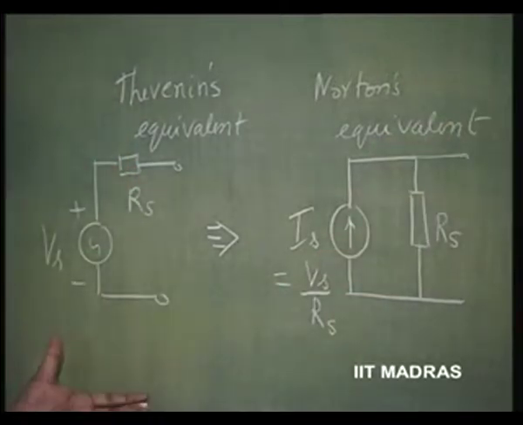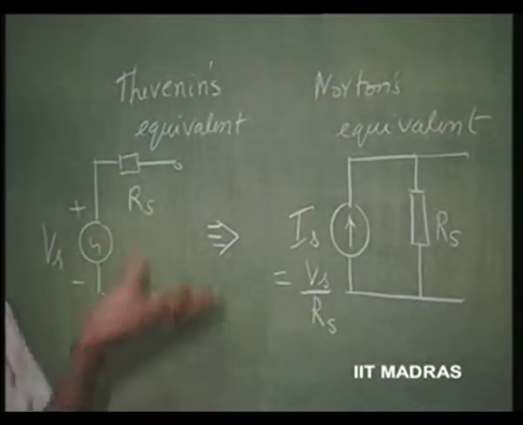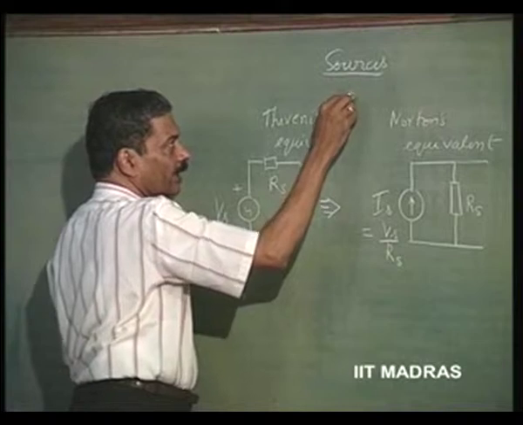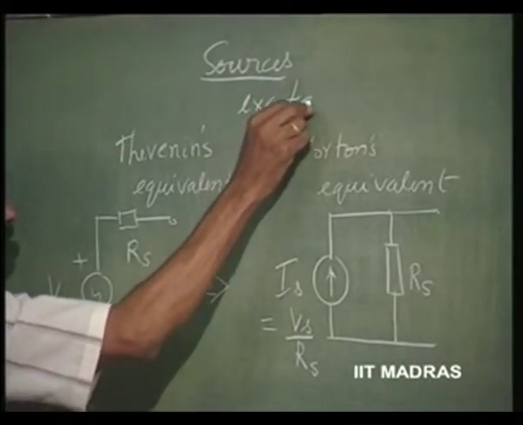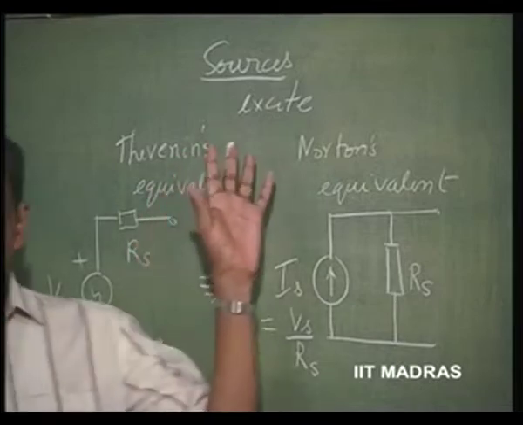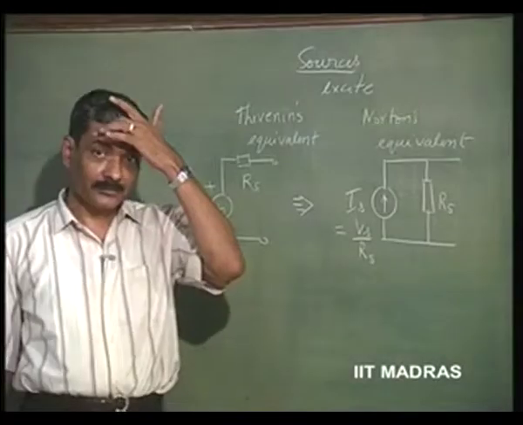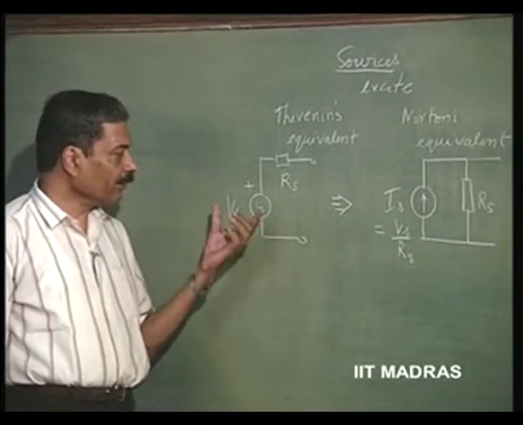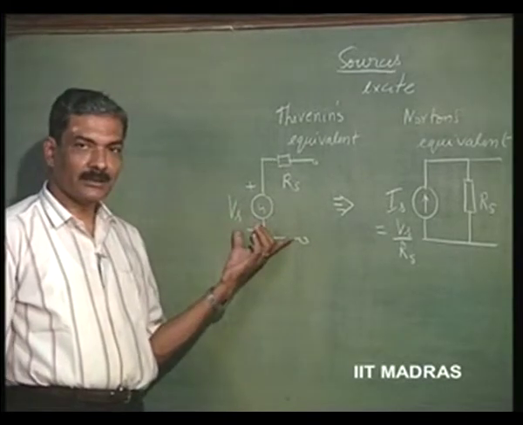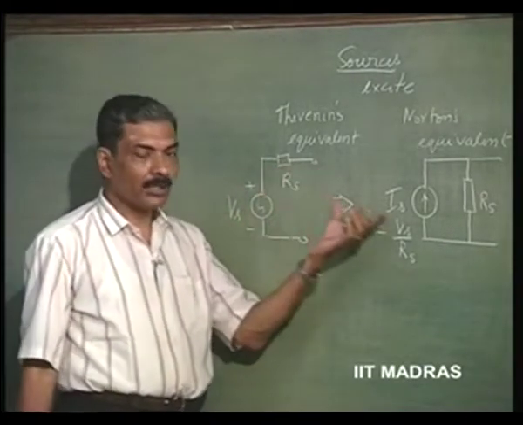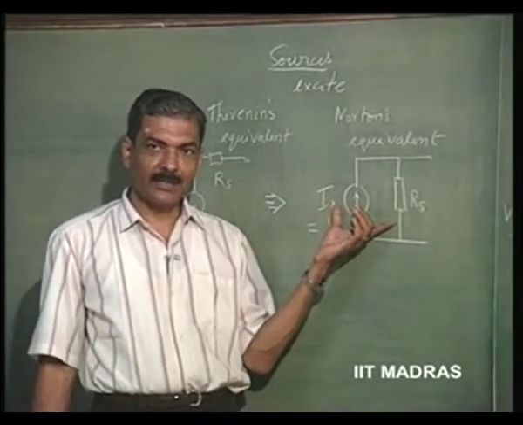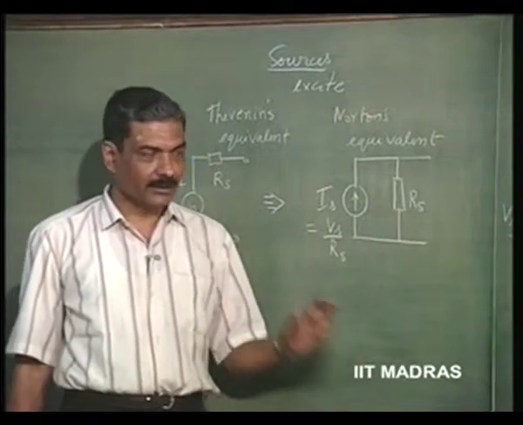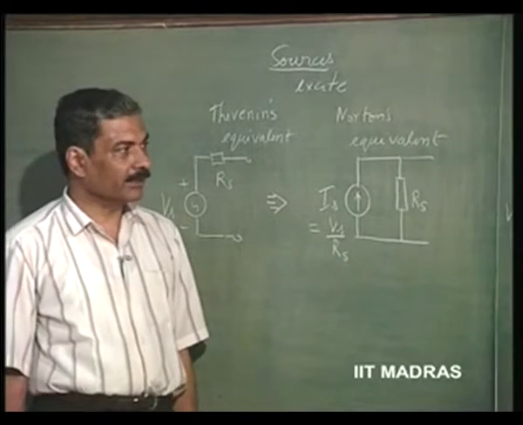Any source which is exciting our amplifier, any source that is necessary to excite the amplifier, assuming that it is non-ideal, can be represented as a Thevenin's equivalent, so a voltage source in series with the resistance, or as a current source where the current value is nothing but the short circuit current Vs by Rs in parallel with the resistance. This is the equivalent. These theorems you have already studied in your networks course.